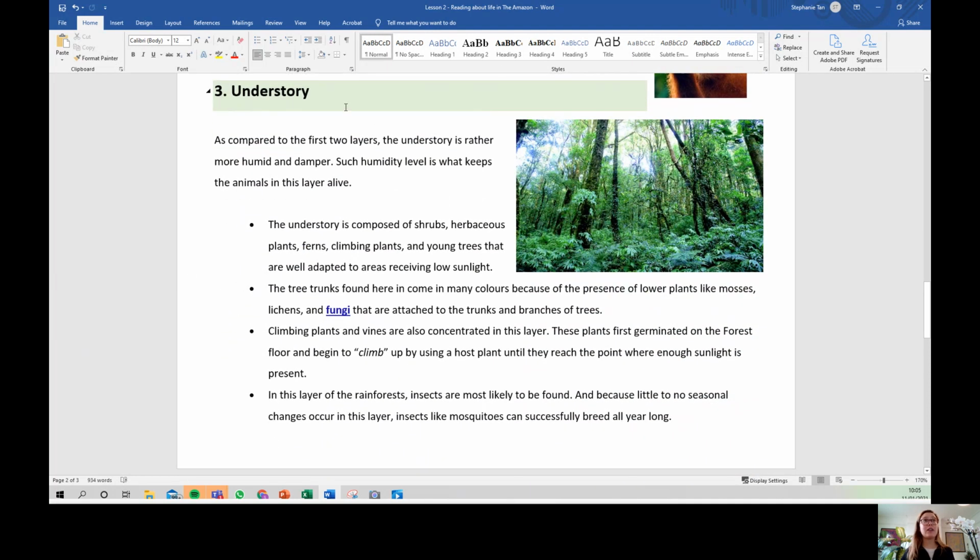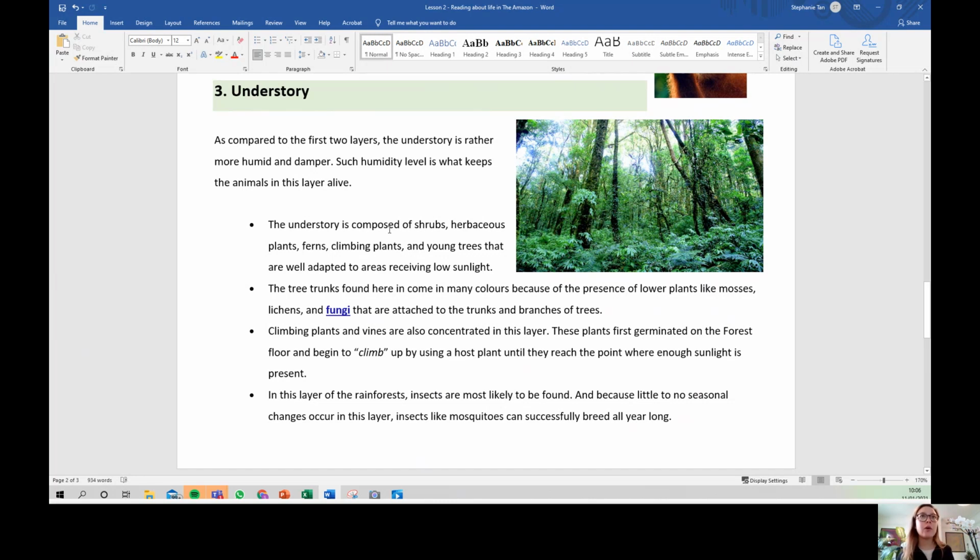Number 3, understory. As compared to the first 2 layers, the understory is rather more humid and damper. So humid means more moisture in the air, feels stickier. Such humidity level is what keeps the animals in this layer alive. Why do we think the understory is more humid? Because the moisture is trapped in the air by the top layers.